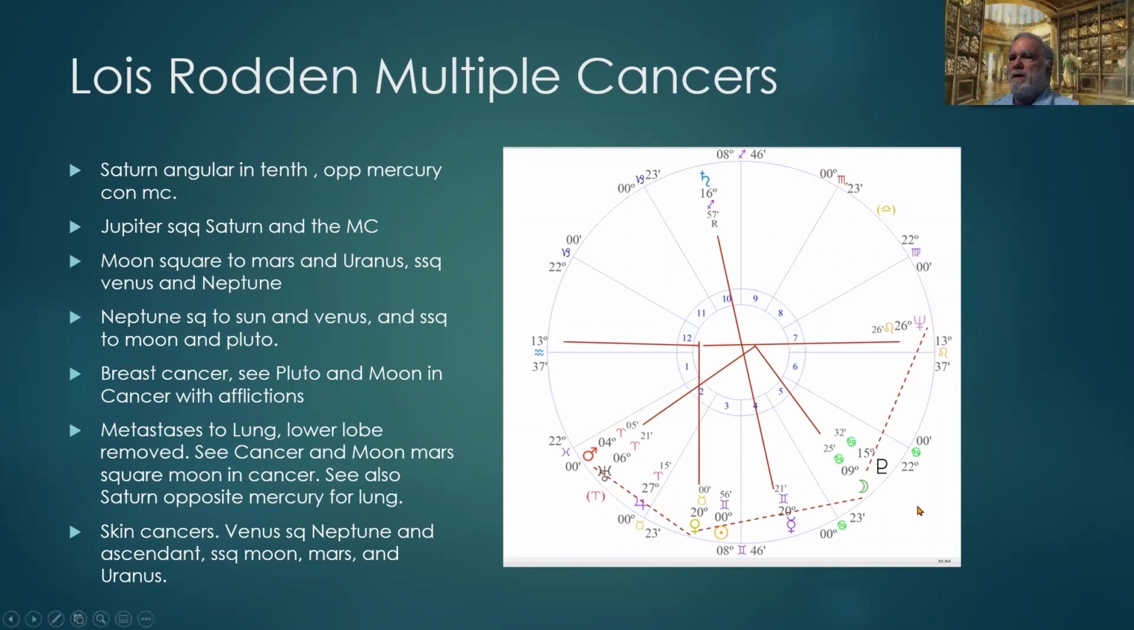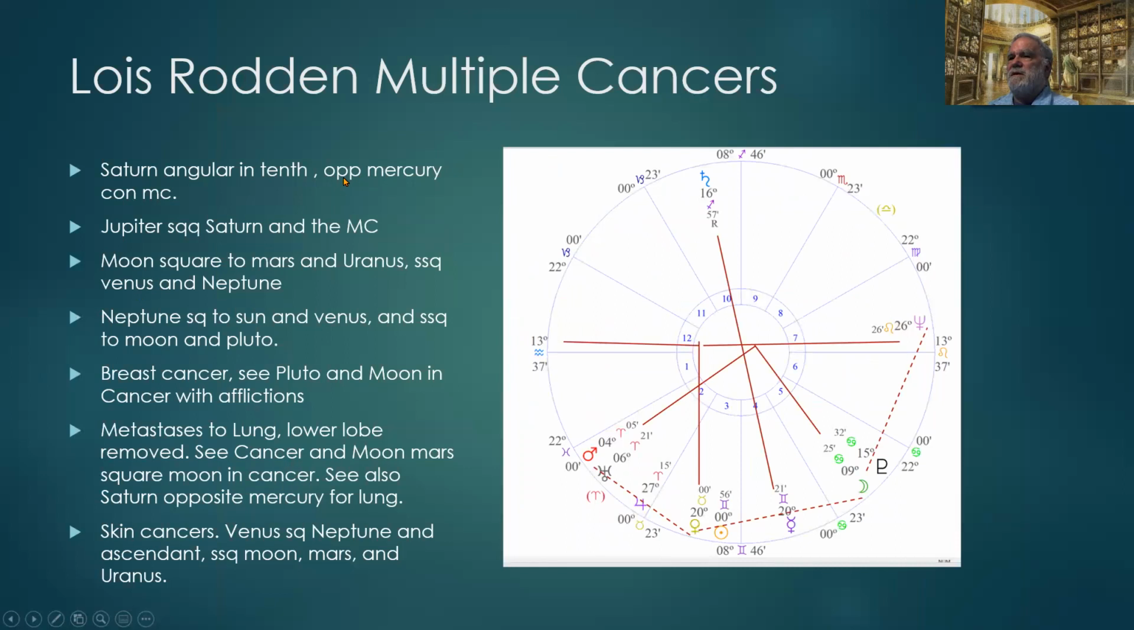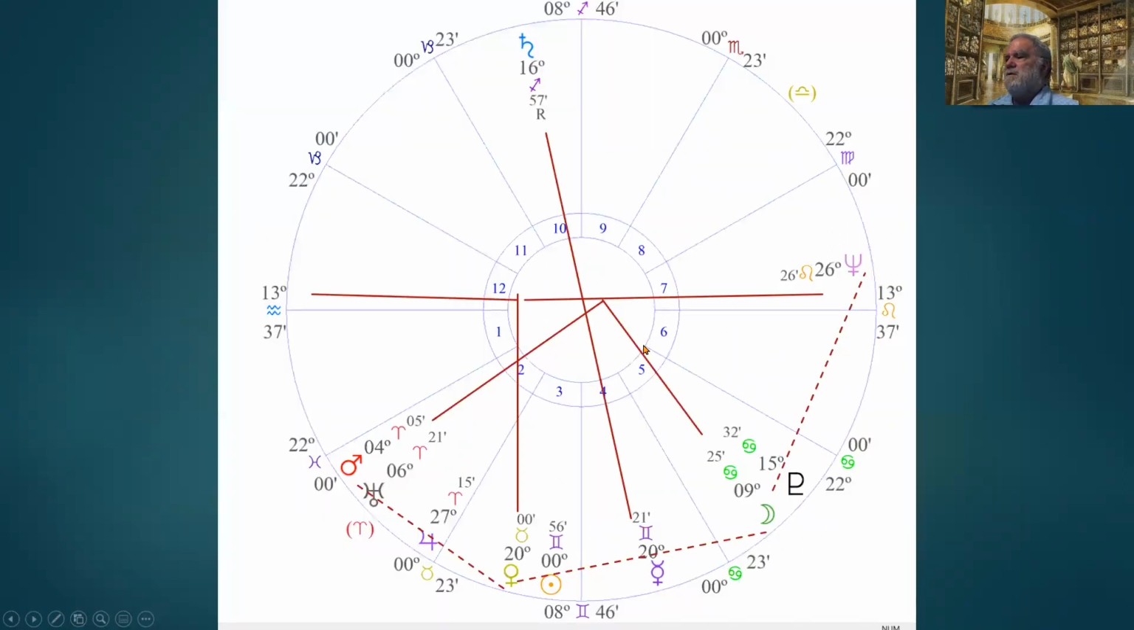And you can look, the chart is dominated by Saturn, right? And then the Saturn, of course, is discordant here, as a Saturn opposite Mercury in Gemini. And so the constants are there. Saturn is angular in the 10th opposite Mercury. Jupiter is sesquiquadrate to Saturn in the MC.